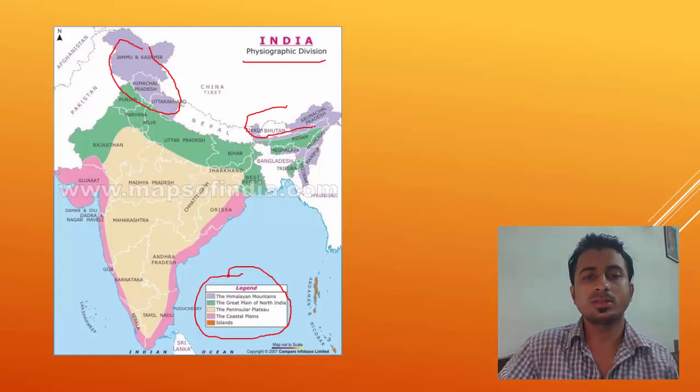But all seven sisters are not occupied by Himalayas. Only these are, except Meghalaya and Tripura and some parts of Assam, because here we have a plateau which is known as Meghalaya tableland. Okay. Next is the Great Plain of India.